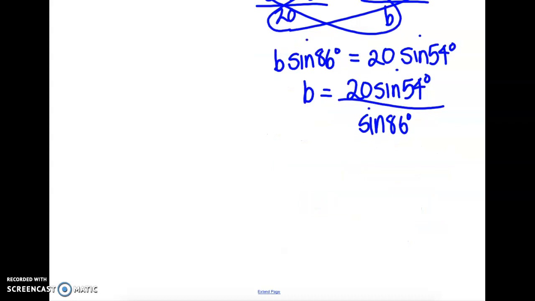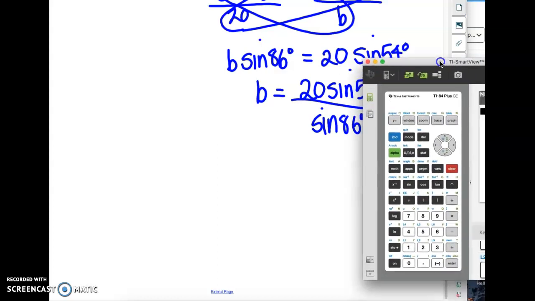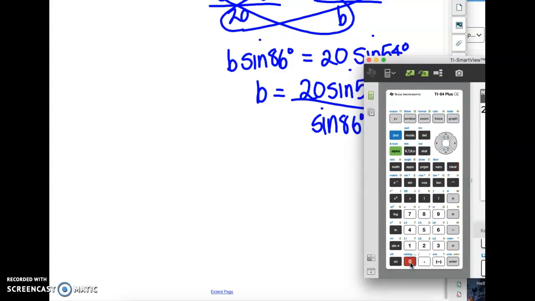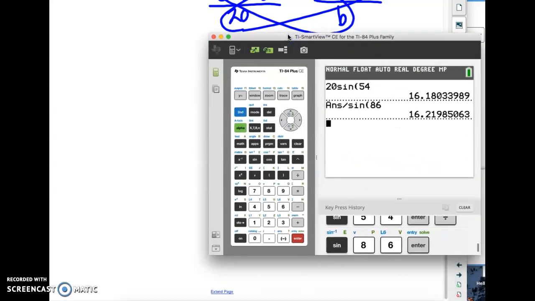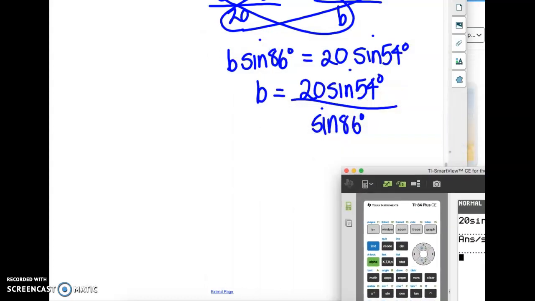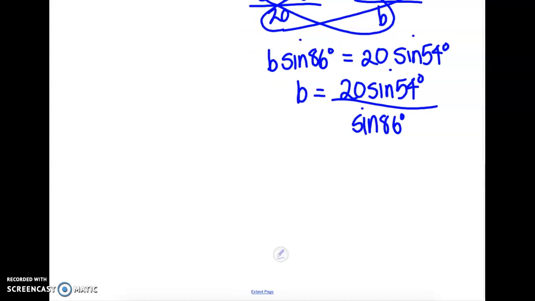Type it into our calculator. Just going to move this off to the side a little bit. Here's my calculator. 20 sine of 54, enter, divided by the sine of 86, enter, and here's what we get. 16.2. So B is about 16.2.